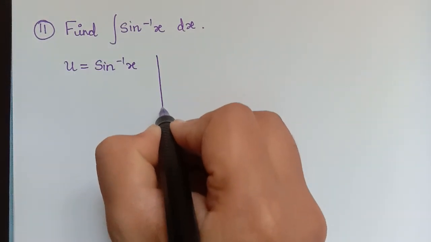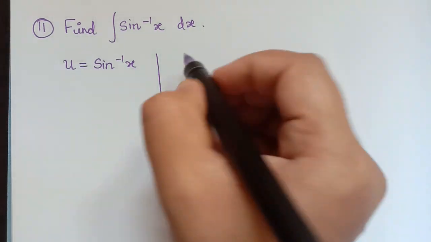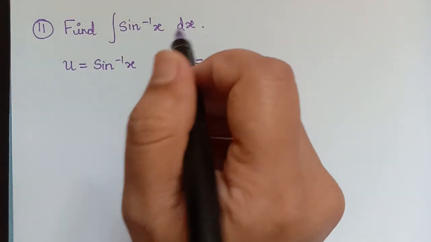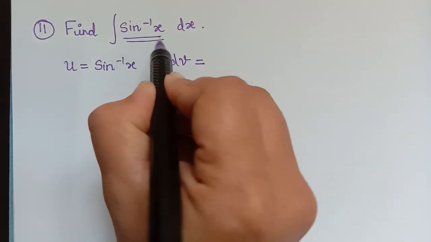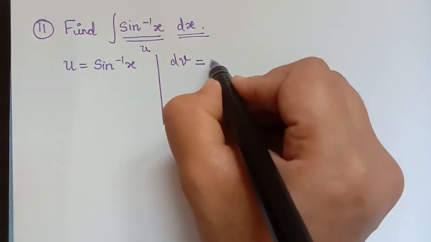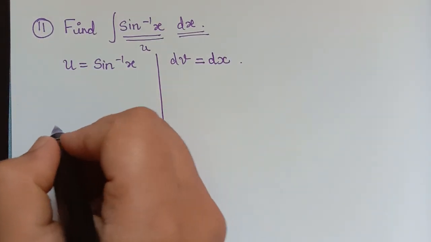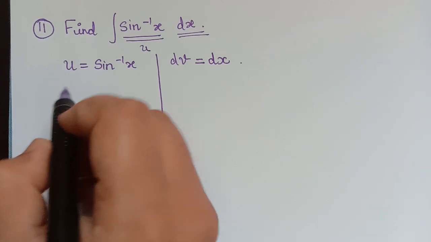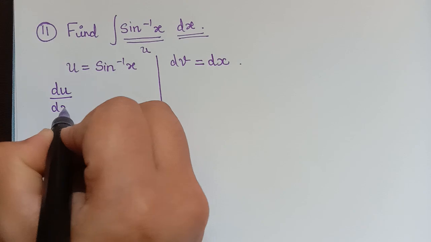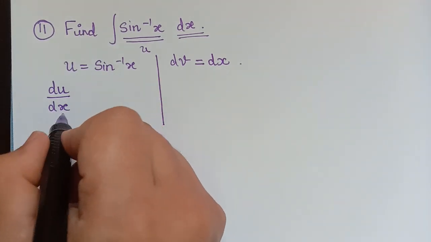And now after making the choice of u, the remaining part we have to take as dv. So dv will be equal to, now what is remaining in this? Already sine inverse of x has been chosen as u. So dx alone is remaining, and so dv will be equal to dx. Now after doing so, we have to differentiate u. That is, we have to find du by dx, differentiate with respect to x, in order to find du, which we have to apply in the formula.